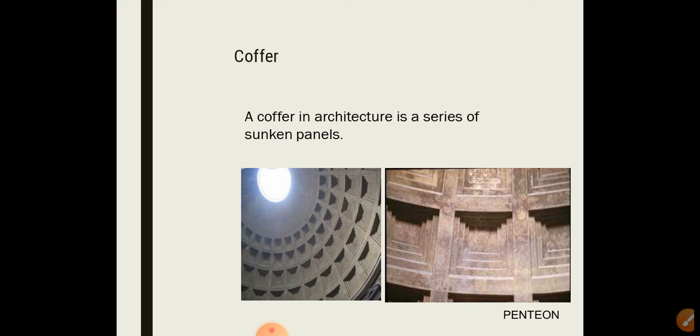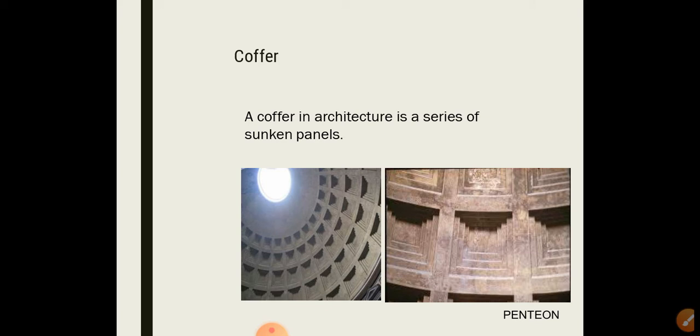Depending upon this analysis, we can divide domes into two kinds: one is the simple dome, another is the compound dome. This dome can be supported by columns or piers that transmit the dome through squinches or pendentives.